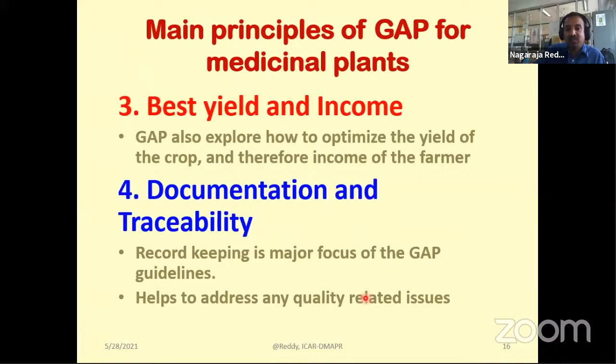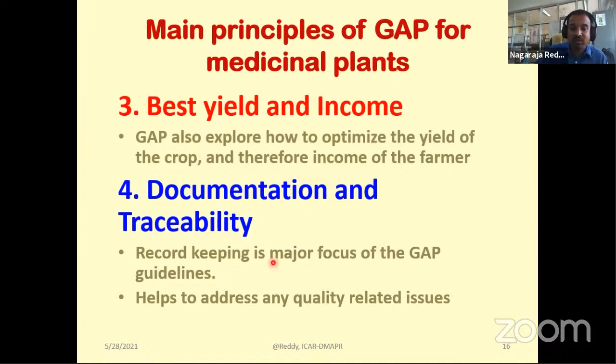The other principle is the best yield and income. Almost every farmer cultivates his crop or medicinal plant to get the best yield and best income. If it is not giving the best yield and income, the farmers will discontinue cultivation. So we need good agricultural practices to optimize the yield of the crop and therefore the income of the farmers. This is the third most important principle of good agricultural practices.